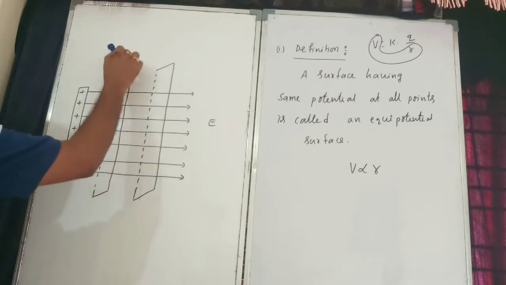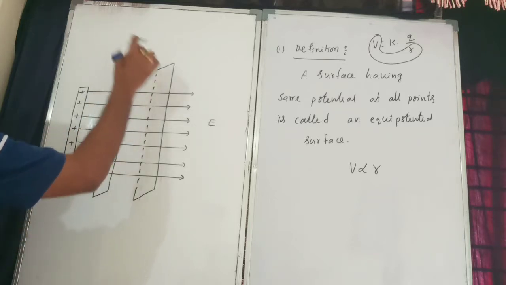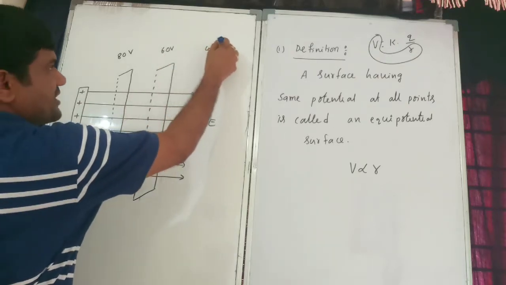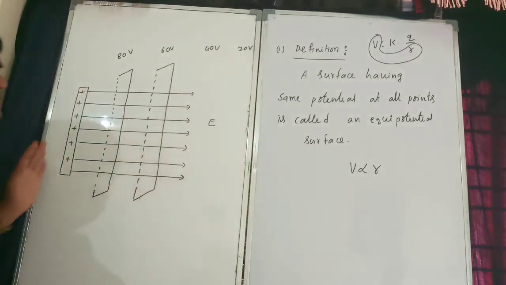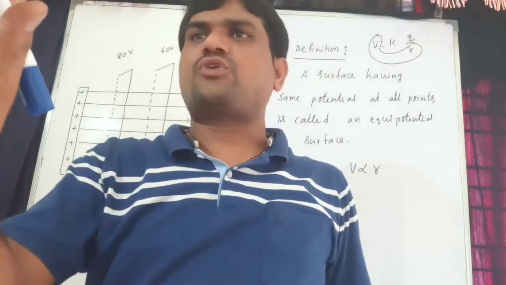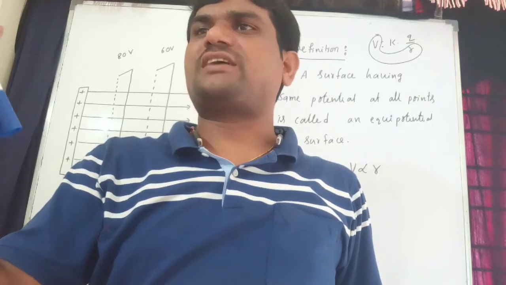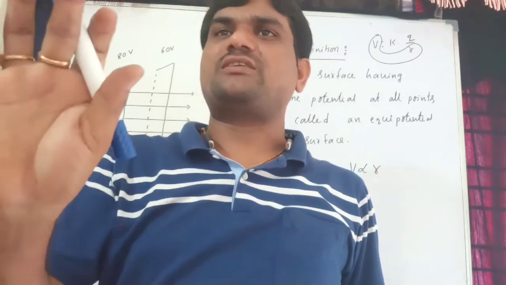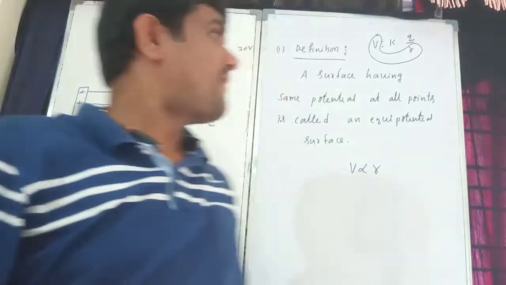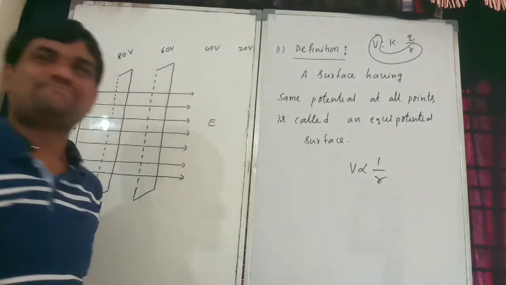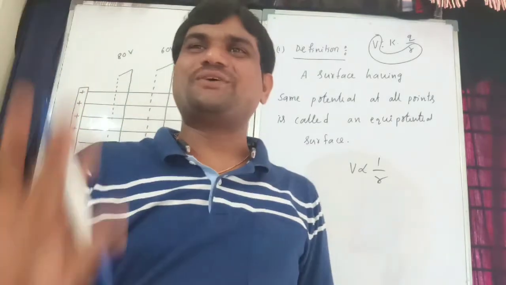For example, here 80 volt is there, here 60 volt will come, again 40 volt, again 20 volt. Sir, you wrote directly proportional? I wrote it wrong. Oh, sorry.